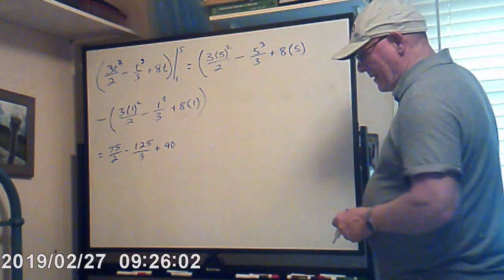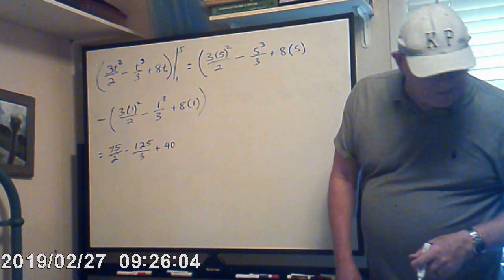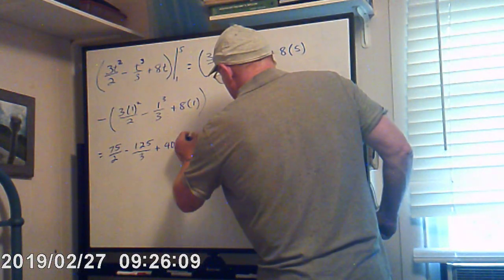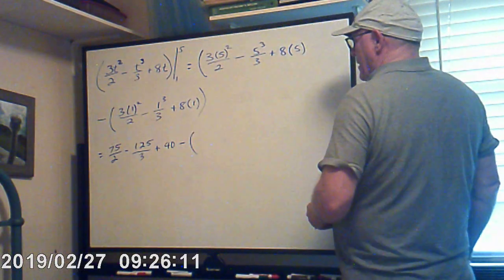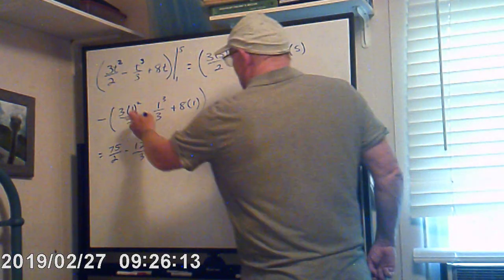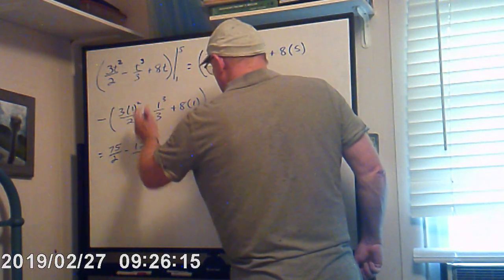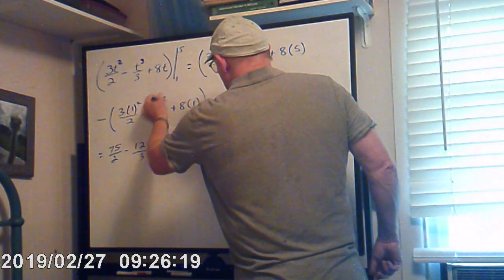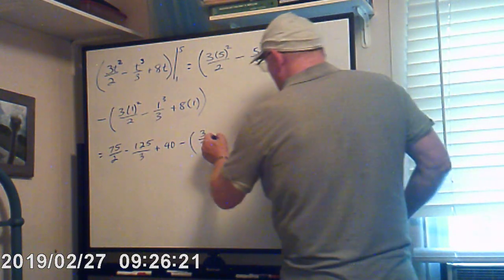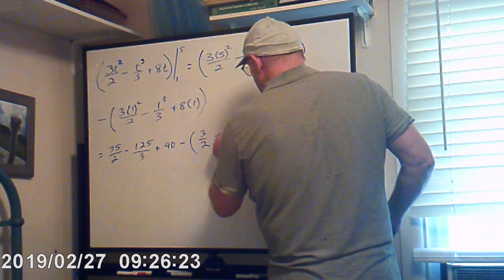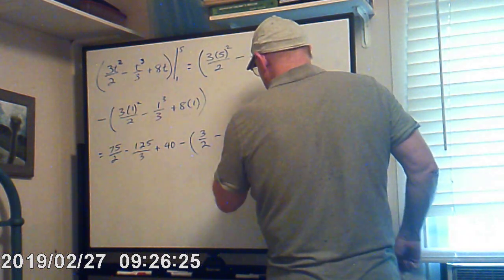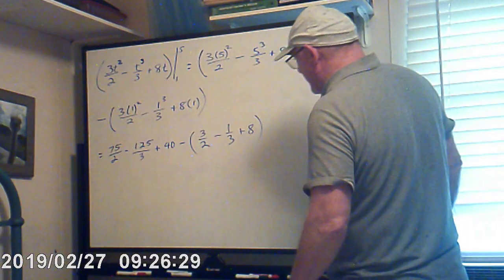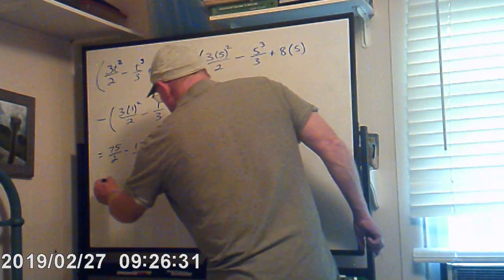I'm thinking that is correct. And then the minus sign. Anytime you put 1 squared, that is 1, so this is just 3 halves. 1 cubed is 1, so 1/3, plus 8. All right, there we go. It's looking a whole lot better, isn't it, guys?